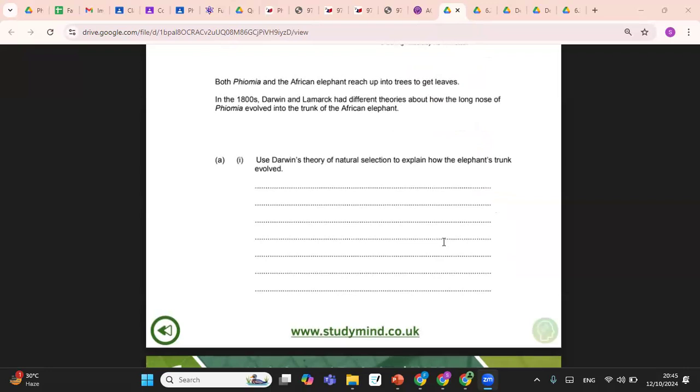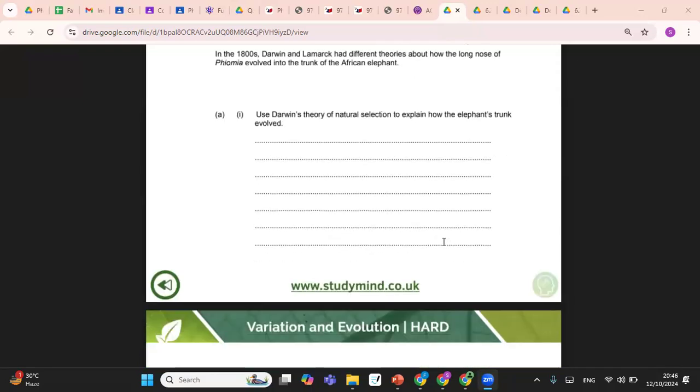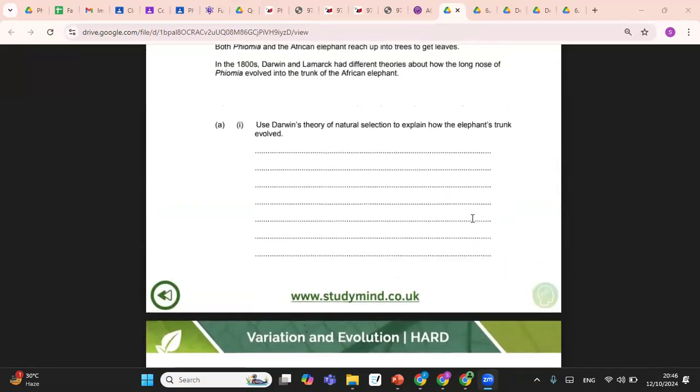So this is the kind of question you're going to get. They're going to give you a scenario like this, and after giving you the scenario, they're basically just going to say, all right, now explain to us by using the theory of natural selection, how did this actually happen? This is for 4 marks. We have discussed Darwin's theory of natural selection already. You don't have to give me a detailed answer, but what do you think? How should we answer this question?